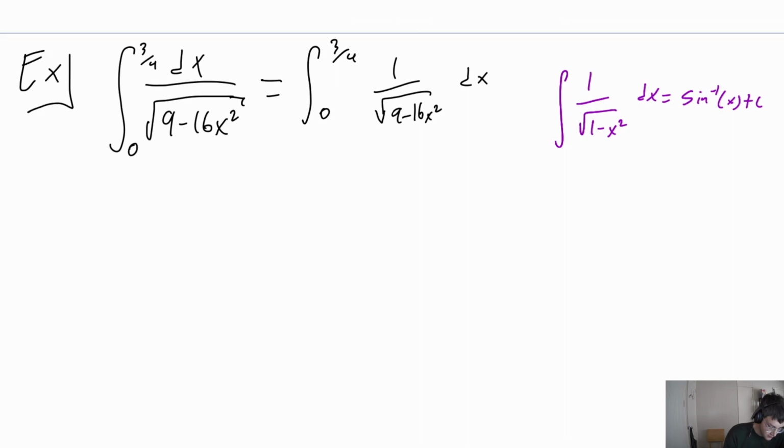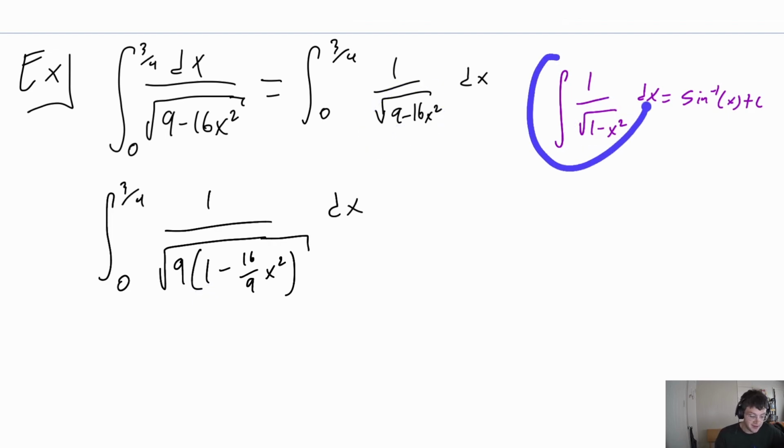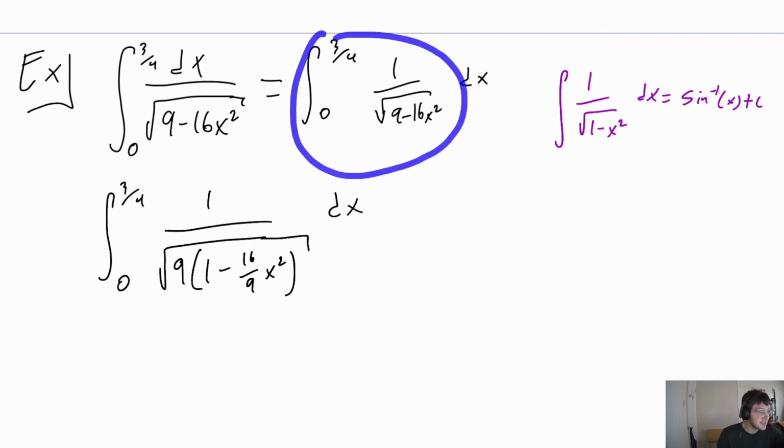So we get the integral from 0 to 3/4 of 1 over the square root of 9 times 1 minus 16 over 9 x squared. Why am I factoring out a 9 again? Let's remind ourselves. I'm factoring out a 9 to try and make this term here look like this term. So I want a leading 1 here. The reason I'm trying to get this to look like this is because I know how to take this antiderivative. I don't know how to take this antiderivative, but if I can massage it a bit and turn it into this guy, then I can take that antiderivative.